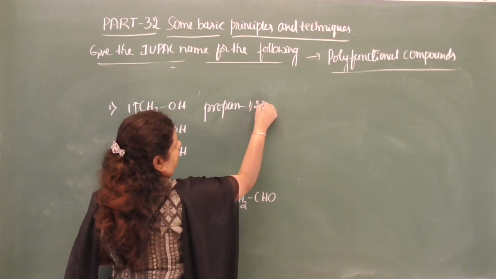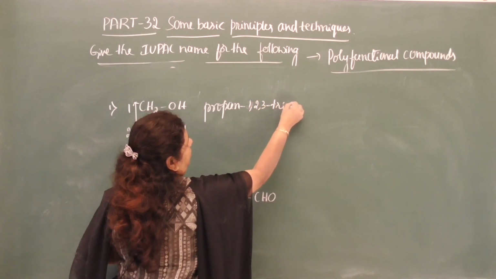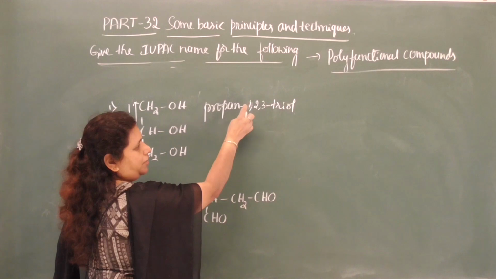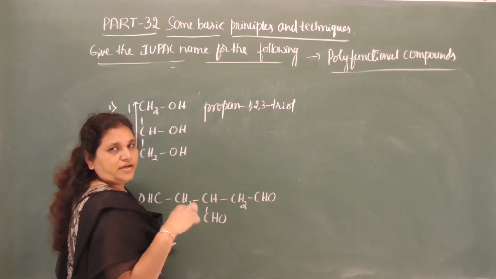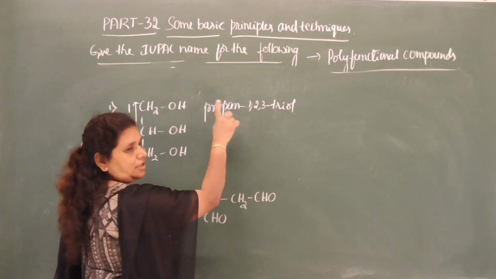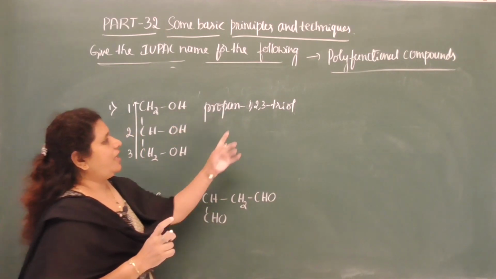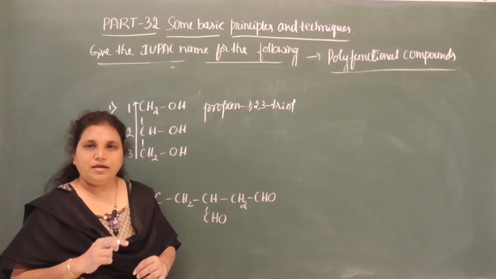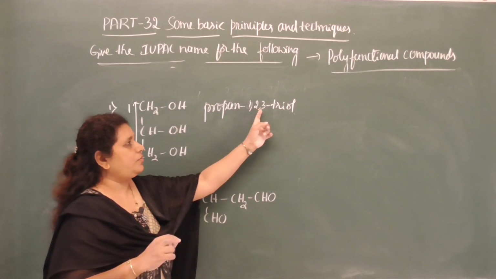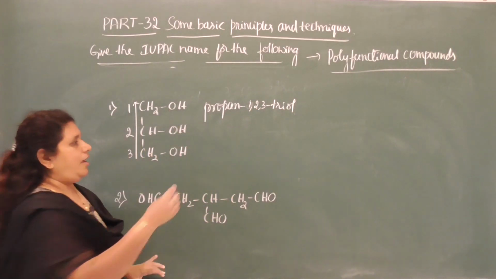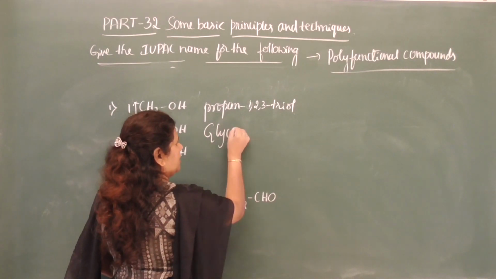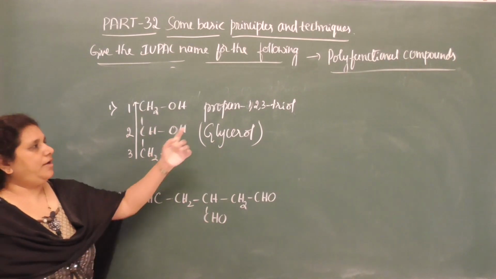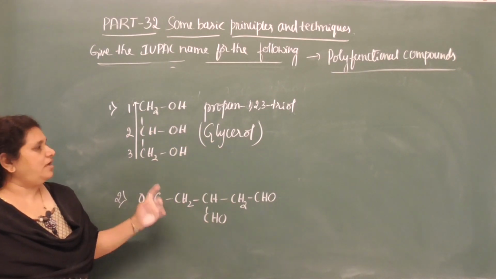Propane 1, 2, 3, triol. Once you are using a hyphen, you have to drop the terminal E. So propane, terminal E should not be retained when the hyphen is used. Clear? Propane 1, 2, 3, triol. This is the name. And what is the common name? Glycerol. Glycerol or glycerin is the common name and propane 1, 2, 3, triol is the IUPAC name.